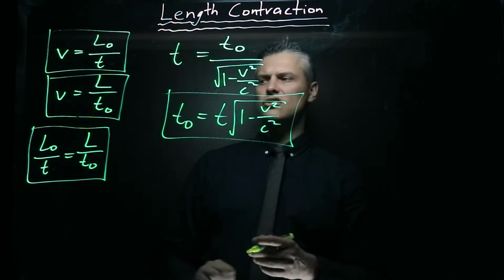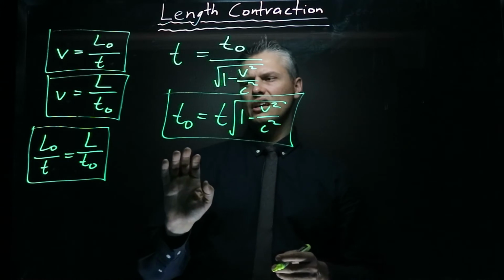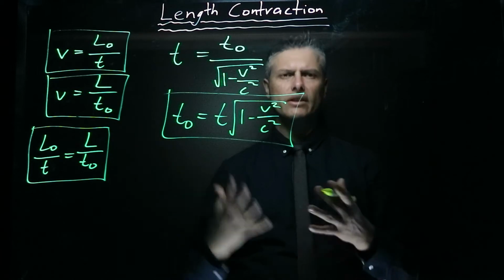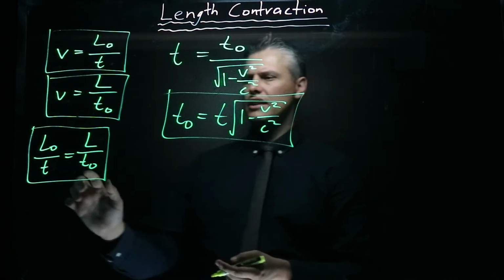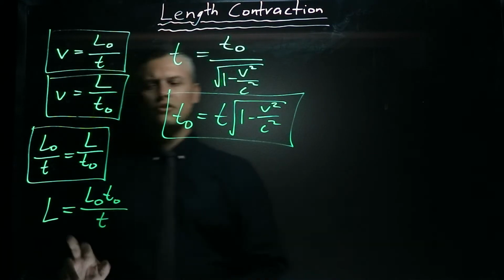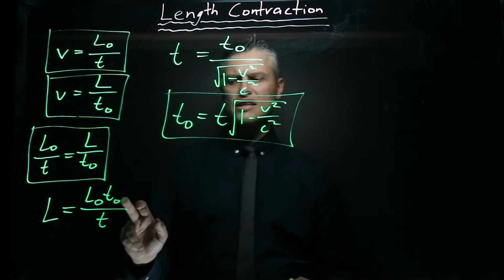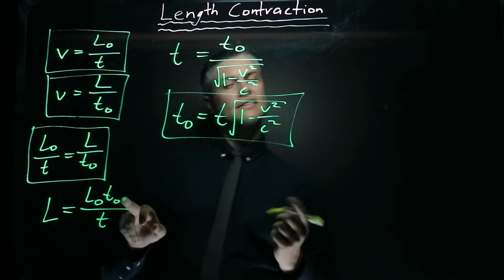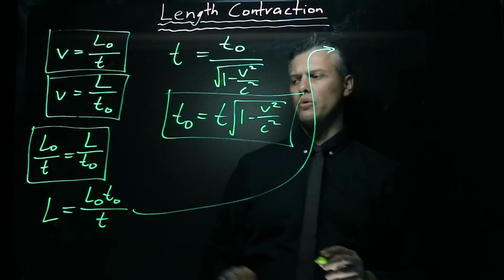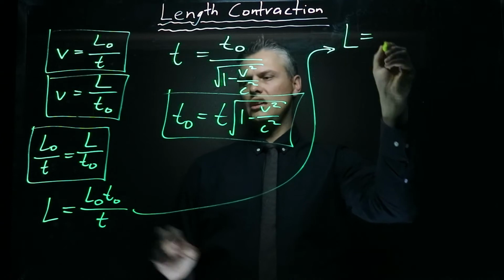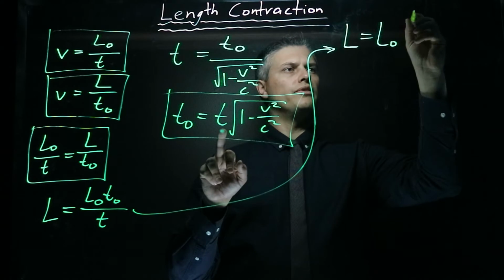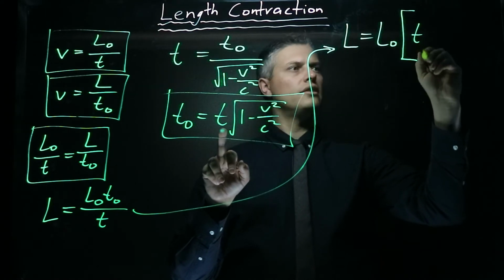So if we rearrange this equation to get L naught on its own, or actually let's go L, that's the relativistic length. Let's rearrange to get L on its own. So we've got this equation here. The wonderful thing is we already know what t naught is, so we can substitute that in. So let's take this over here and start a brand new section of our board. So we've got L equals L naught, and we're going to times it by t naught, which is equal to all of this.